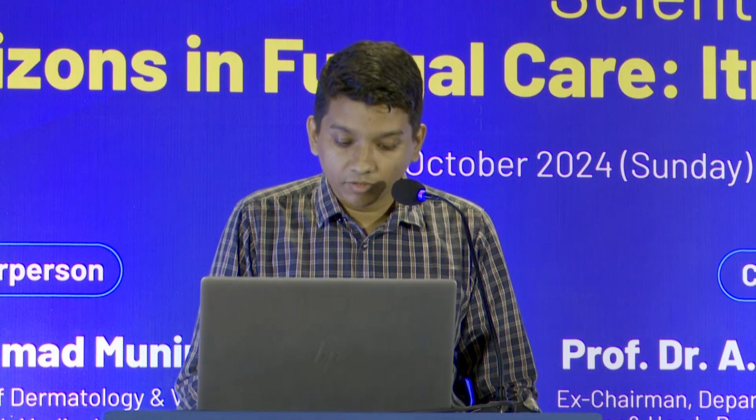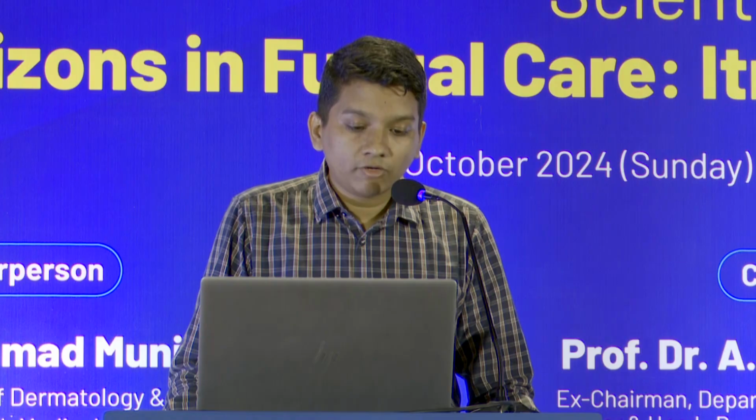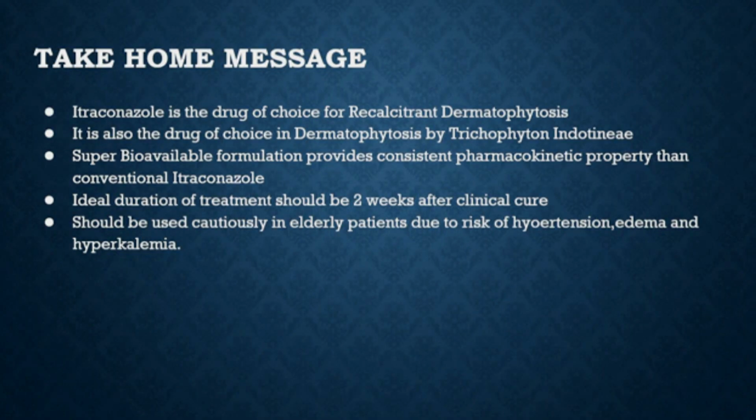So, the take home message for today's presentation is that itraconazole is the drug of choice for recalcitrant dermatophytosis. It is also the drug of choice in dermatophytosis by Trichophyton indotineae. Super bioavailable formulation provides more consistent pharmacokinetic property than the conventional itraconazole. The ideal duration of treatment should be 2 weeks after clinical cure, and it should be used cautiously in elderly patients due to the risk of hypertension, edema and hyperkalemia.